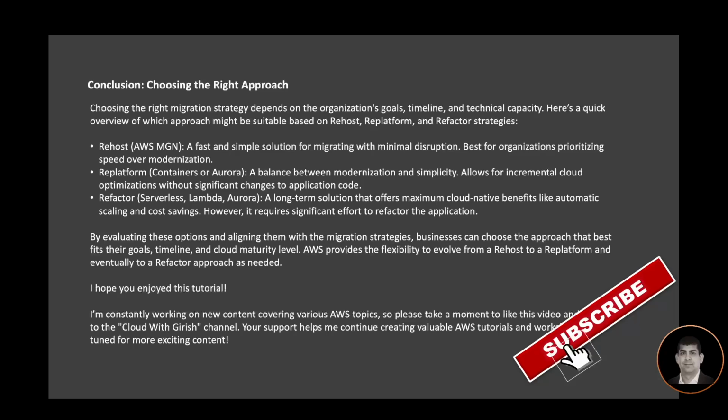By evaluating these options and aligning them with the migration strategy, businesses can choose the approach that best fits their goal, timeline, cloud maturity, etc. AWS provides the flexibility to evolve from a rehost to a replatform and eventually to a refactor approach as needed.